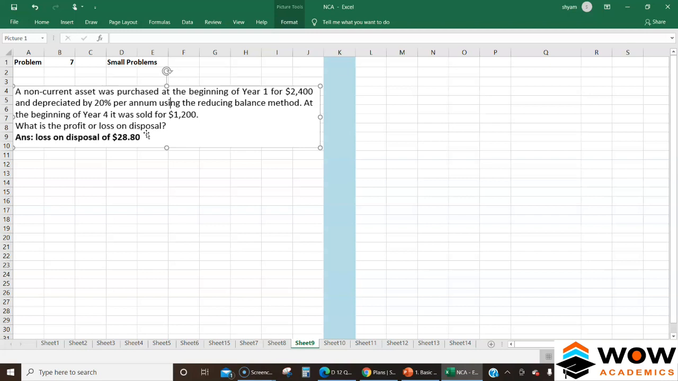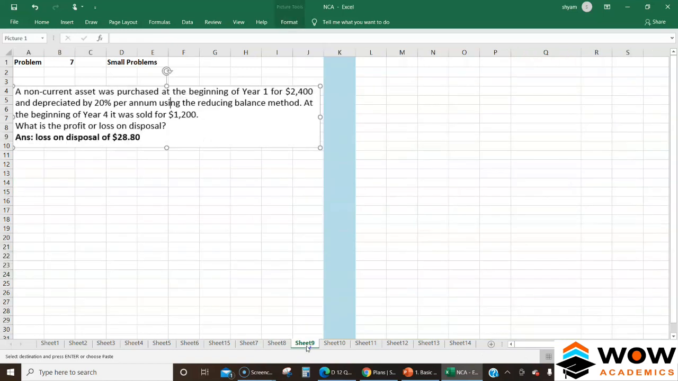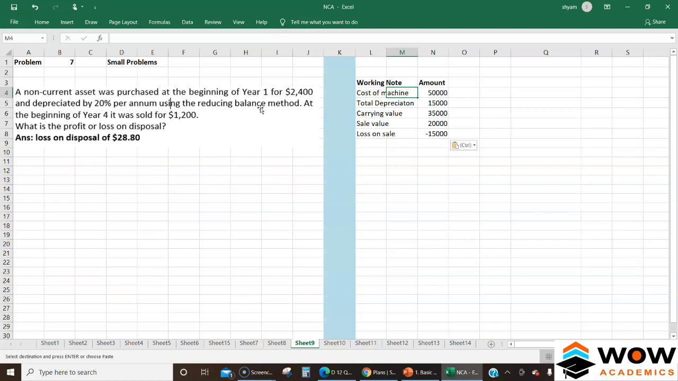Okay, so if we have a small working here, that will help us a lot. See, he's not asking for a ledger or anything. They're just asking what would be the profit. So we'll start here.